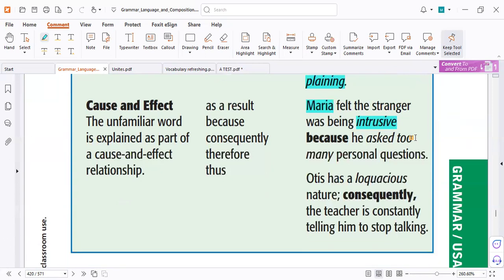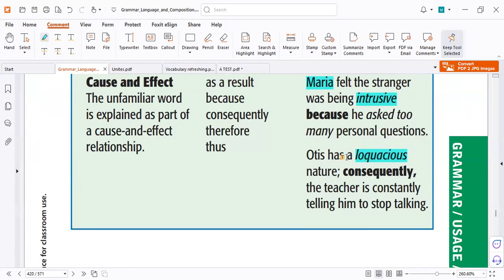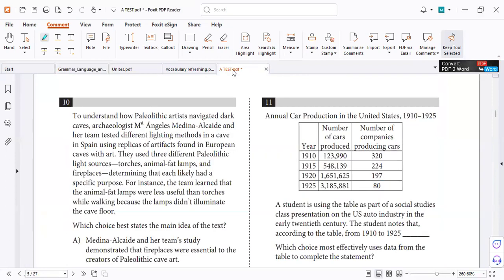This could be, again, loquacious. Because he has a loquacious nature, the teacher always asks him to stop talking. This means he talks a lot. You know, "look" in Arabic? This person talks a lot about trivial things. Note, this can help him. Similarity: this is one of the common techniques in your test.